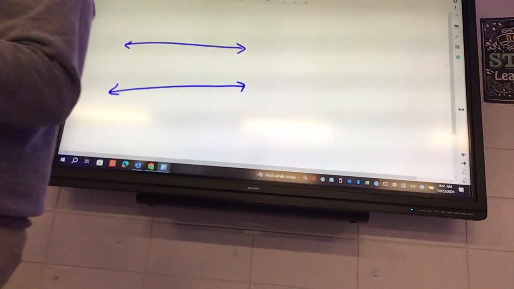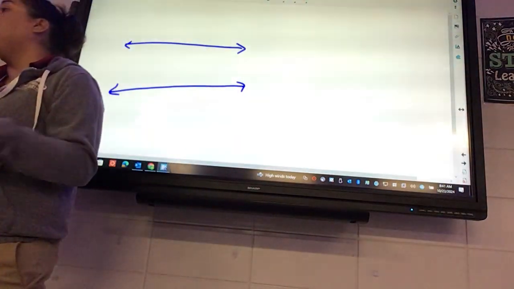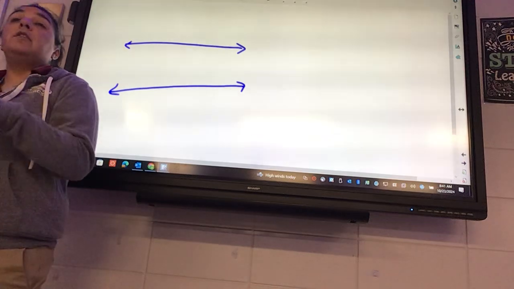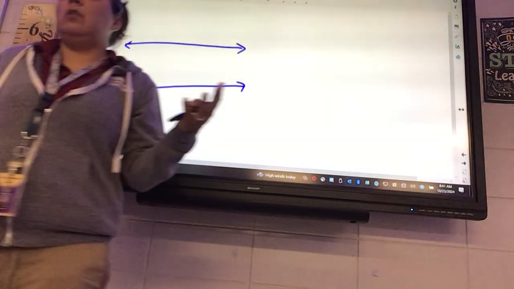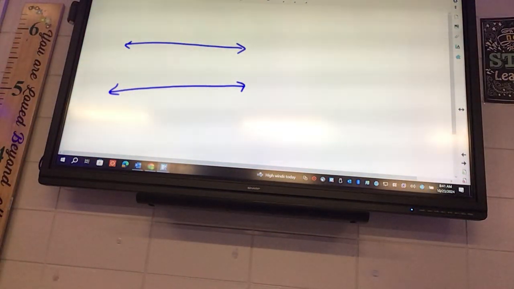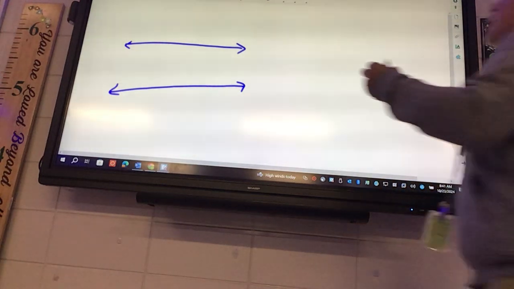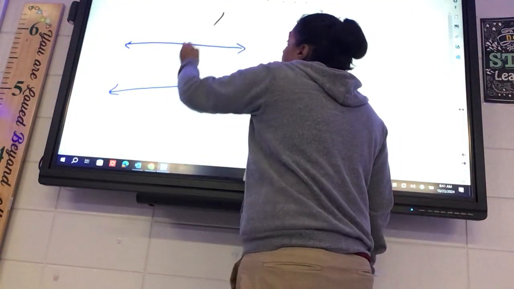That's what parallel means: those two lines will never intersect, no matter how far they go. They're never going to intersect. And on all the problems that you see, there's an additional line. Is that one going in the same direction or the opposite direction? Opposite direction. This is called a transversal line.